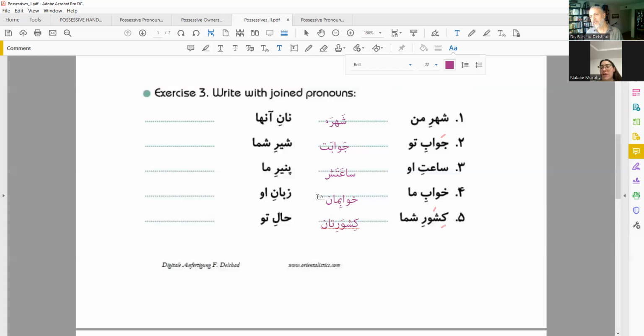Oh, ساعتش. What about خوابمان? Does the ān change to un? Yes, خوابمون. کشورتان. کشورتون. Perfect. Let's go to the second row.